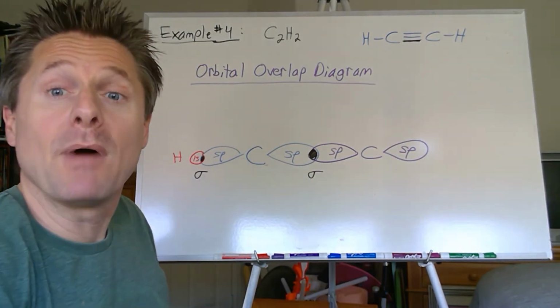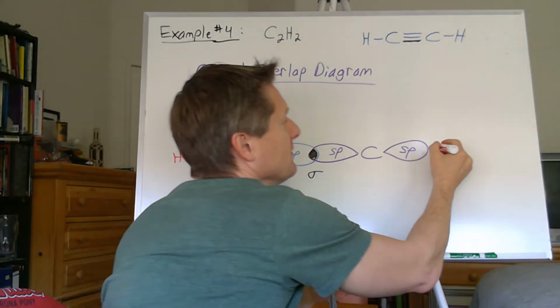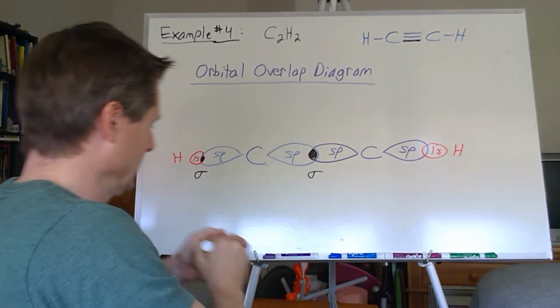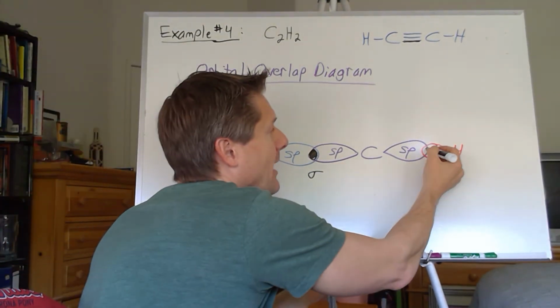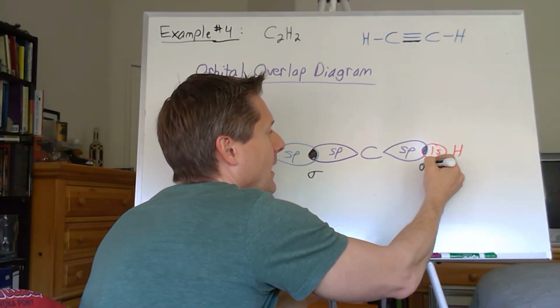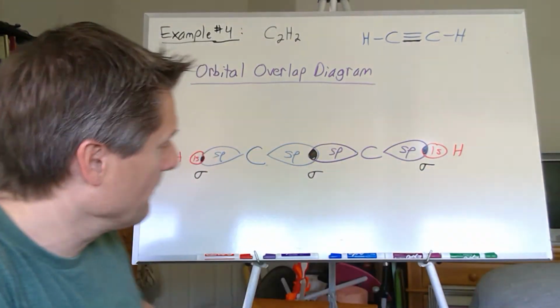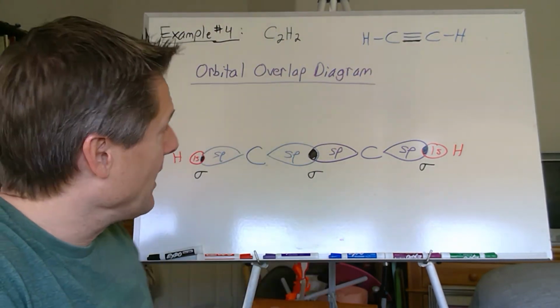The other 2 will be pi bonds, so we've got 2 pi bonds to worry about here. We've got another hydrogen on the other side with head-on overlap, right? Electron density along the internuclear axis. That is a sigma bond. So you can see that whole linear shape developing here. But what makes that triple bond so strong? You've got 2 pi bonds.